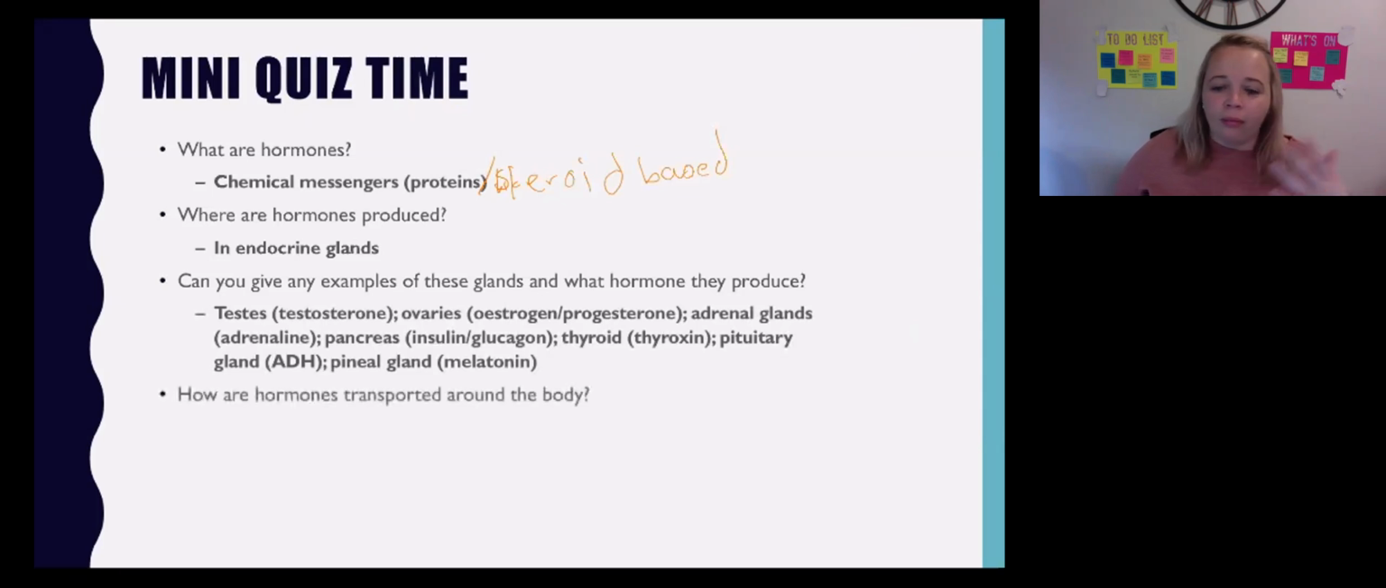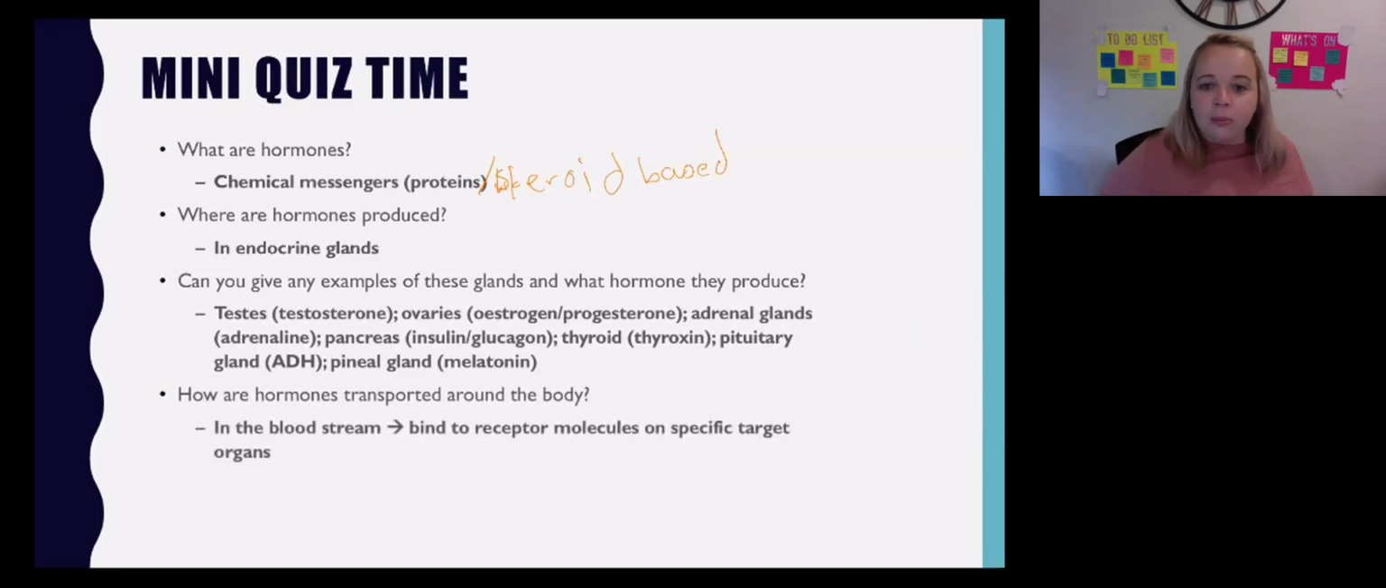How are they transported around the body? Pause and give it a go. They go into the bloodstream. They bind to receptor molecules on specific, can you see how this word just keeps coming back over and over again? Specific target molecules. Yeah, and that is the end of our video on hormones.